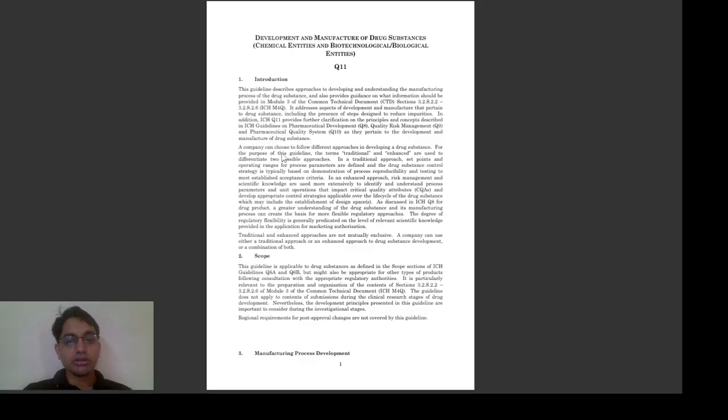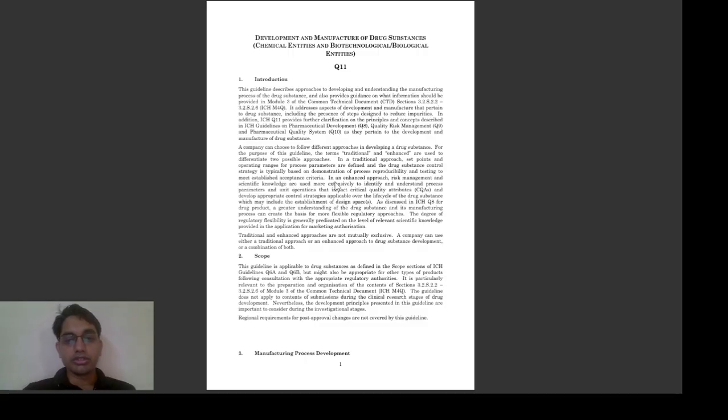A company can choose different approaches to developing the drug substance. A company can choose different approaches for the development of drug substance for the purpose of this guideline. The terms traditional and enhanced are used to differentiate two possible approaches. In a traditional approach, set points and operating ranges for process parameters are defined. Drug substance control strategy is typically based on a demonstration of process reproducibility and testing to meet established acceptance criteria.